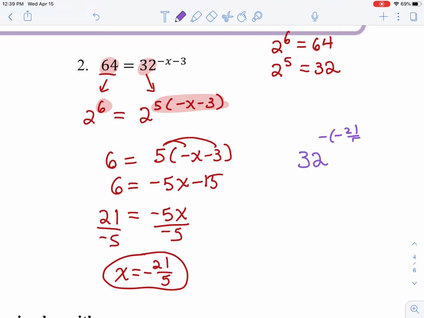So if you want to check your answer, just out of curiosity, type that in for me. 32 raised to the negative 21 over 5 and minus 3. Let's try that real quick, and I want to see if that comes out to be 64. Okay? 32 raised to the negative 21 over 5, and then I subtract 3. When I did that, I got 64. This came out to be 64.